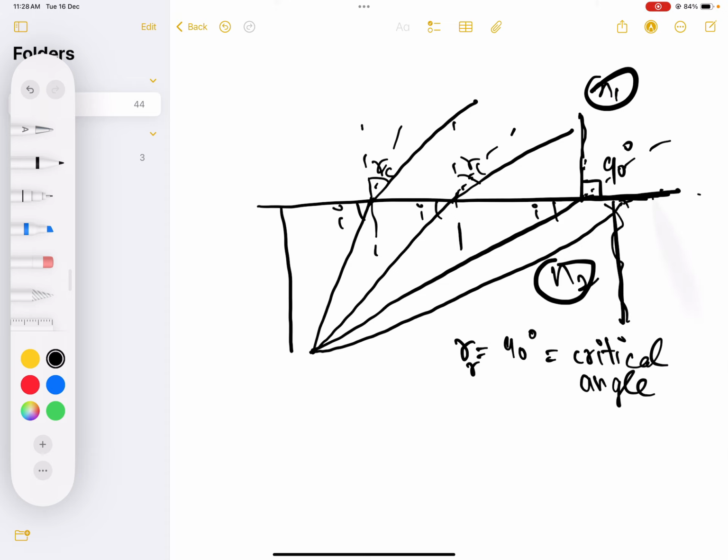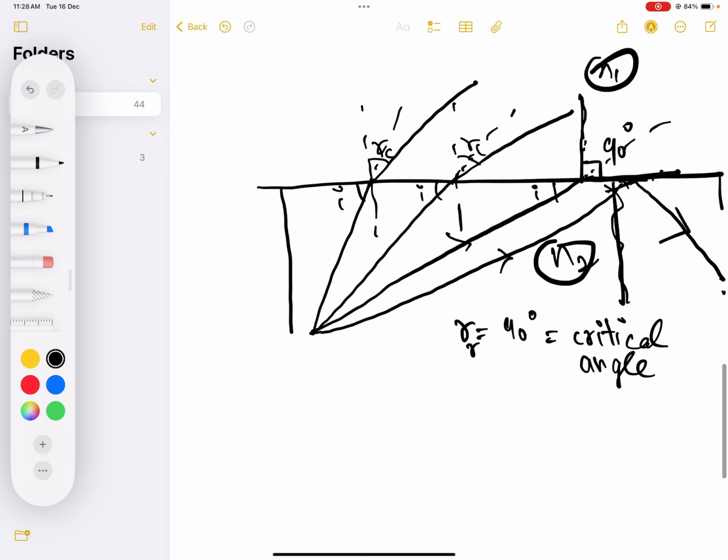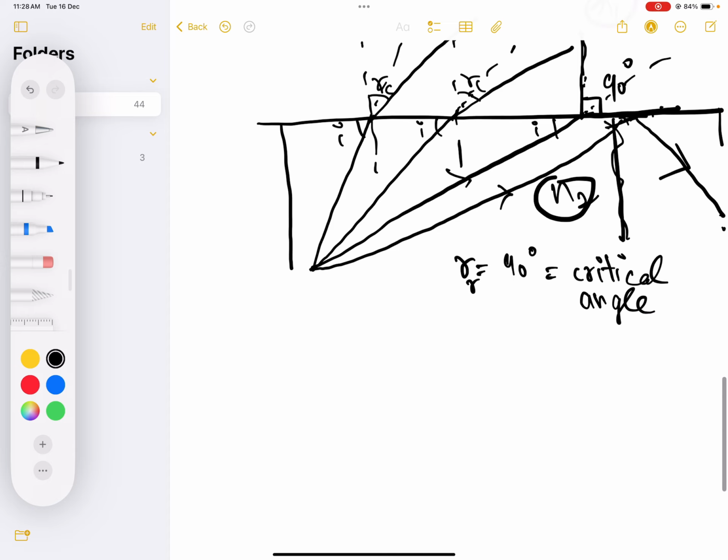Let's say it gets extended to here. So the ray would be reflected back into the same medium, right? This process is known as total internal reflection. Total internal reflection is nothing but the bouncing back of light in the same medium when it travels from a denser to a rarer medium and the angle is greater than the critical angle. So this is the basic definition of TIR.